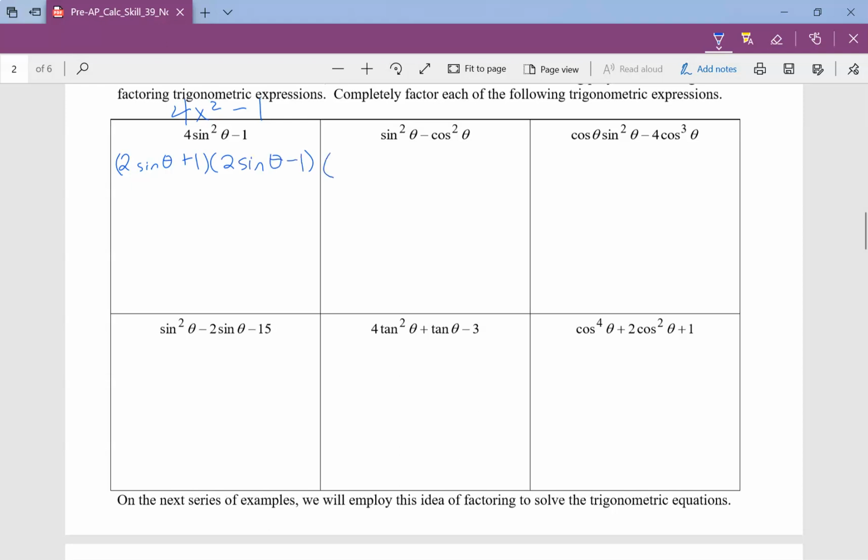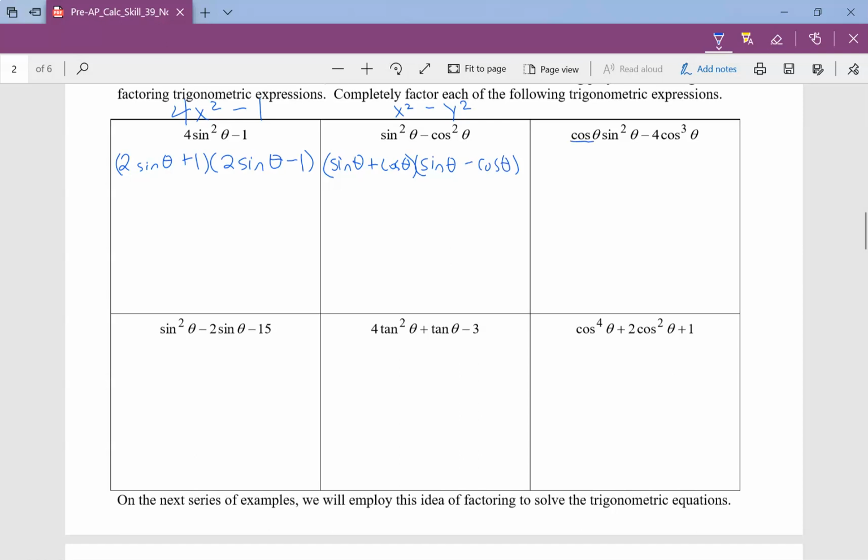Next one, same idea. So we have sine squared minus cosine squared. So that's just like saying x squared minus y squared. So that'll factor as x plus y, x minus y. In this case, sine theta plus cosine theta, and sine theta minus cosine theta.